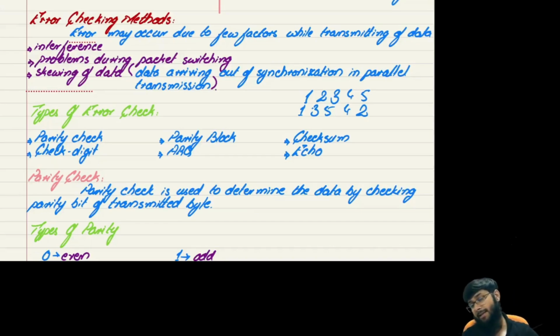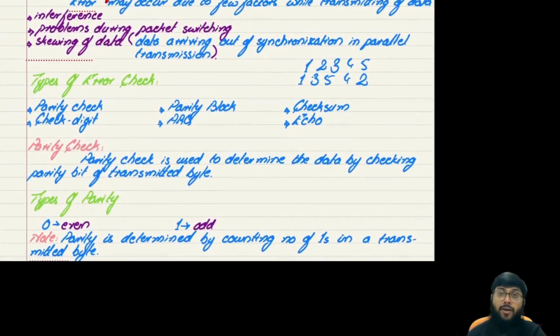Now we have multiple ways through which we can know whether the data has been transmitted correctly or not, and when it hasn't been transmitted correctly, we need to correct that data. There are multiple ways by which we can correct our data. These methods are known as error checking methods. We are going to study 6 of them: a parity check, a parity block, a checksum, a check digit, an ARQ, and finally an echo check.